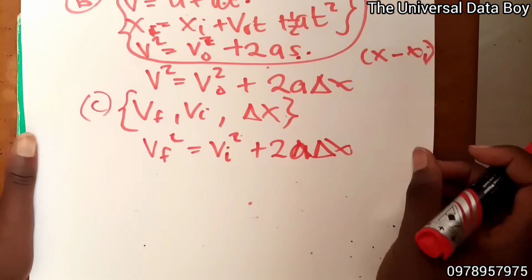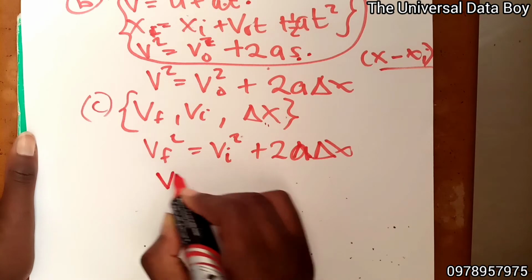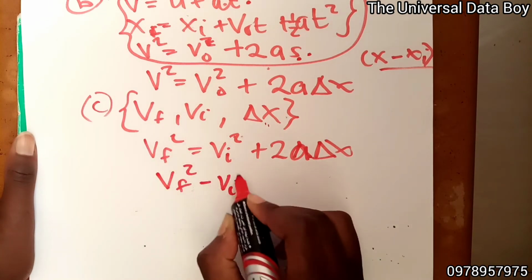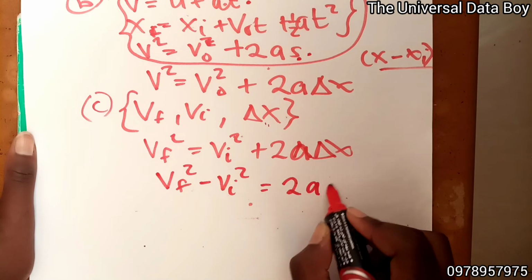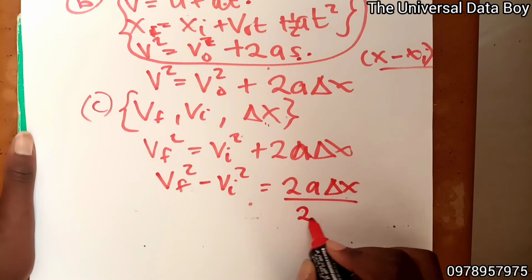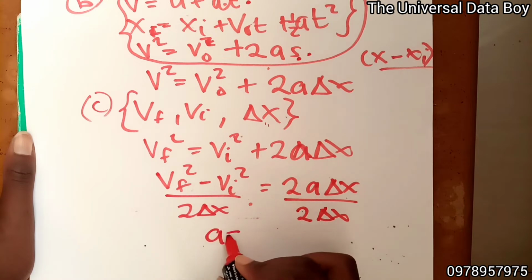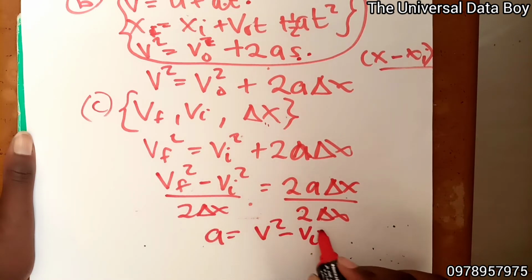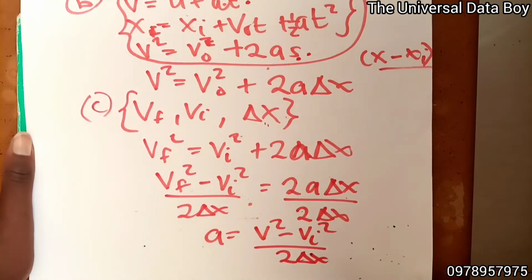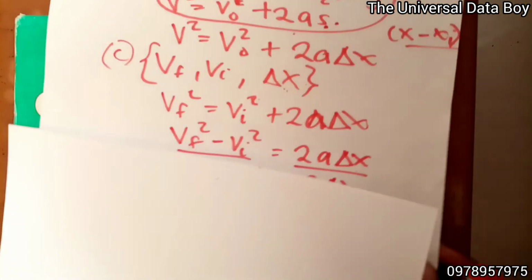Now here we must have delta x. So taking this one to that side, we're going to have v final squared minus v initial squared is equal to 2a delta x. We divide both sides by 2 delta x. We're going to have a equal to v final squared minus v initial squared, over 2 delta x. And then we've solved. And then in part D, the paper is done, I think we can go to the other one.